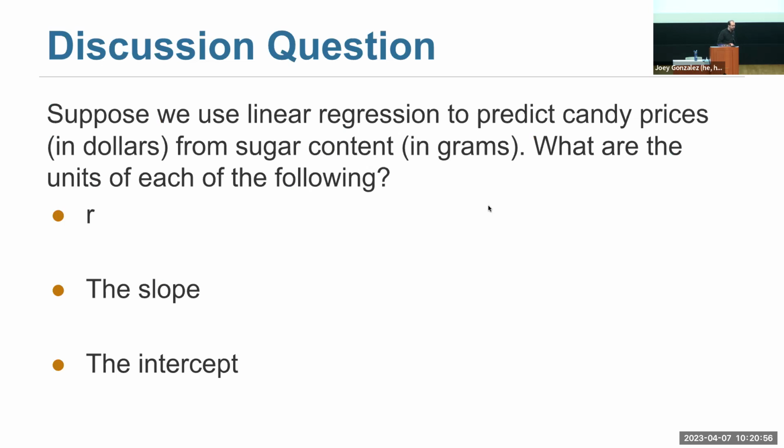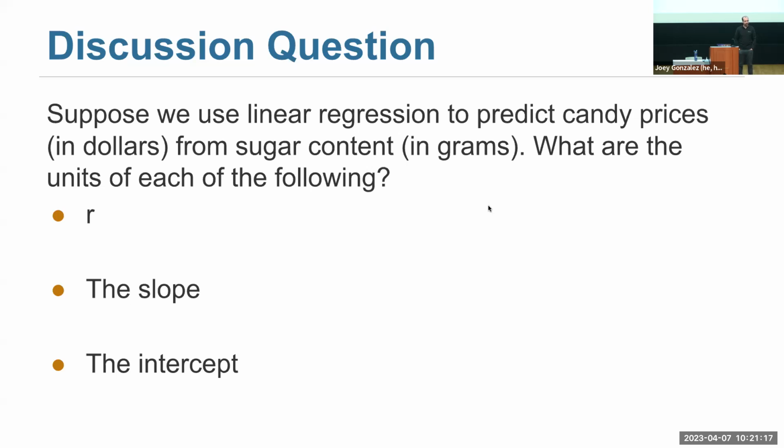Given that information, what are the units of each of these quantities? All right, so let's use an example. We're trying to predict candy prices in dollars, so that's our y value, given the sugar content in grams, that's our x value. What is the units of r?